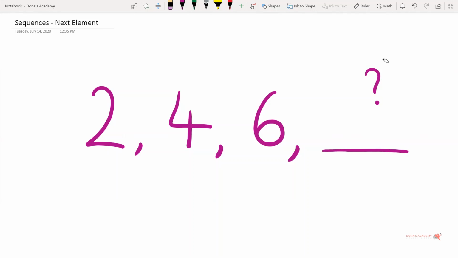What is the most common pattern here? It is nothing but the even numbered sequence. In that case, the next element is 8.